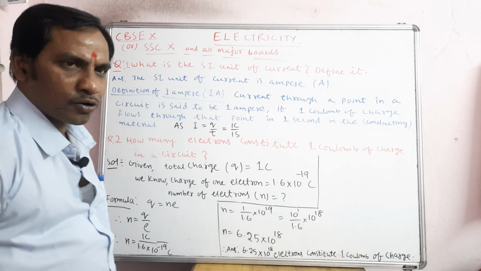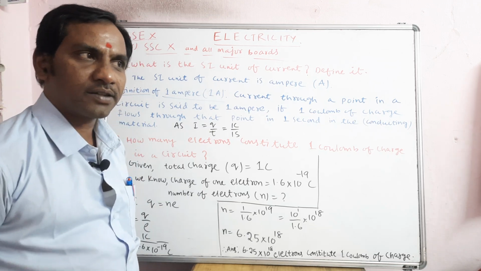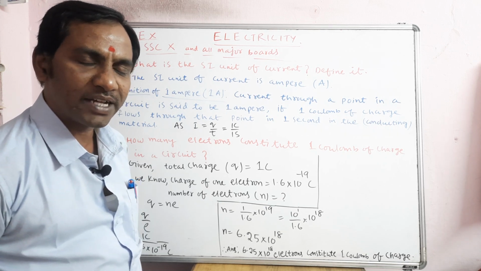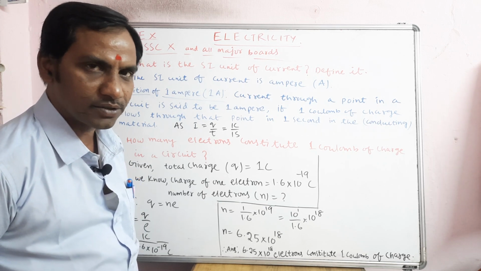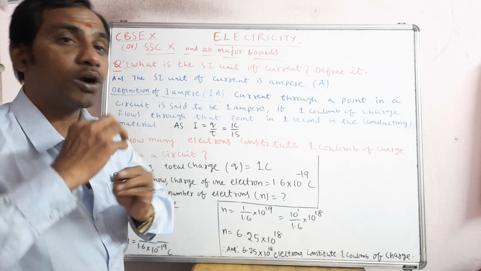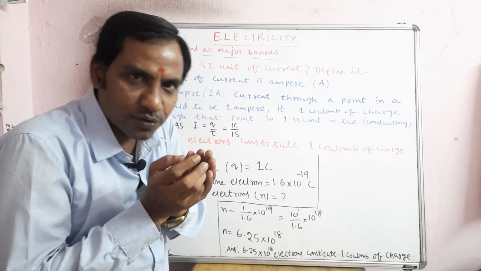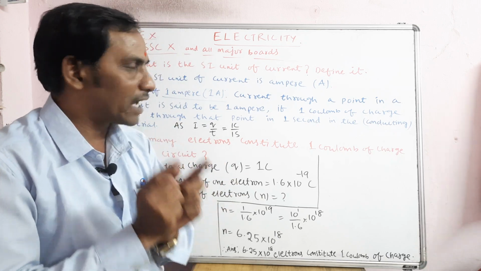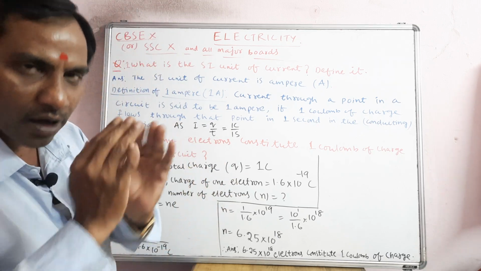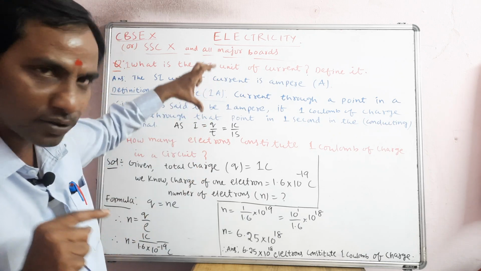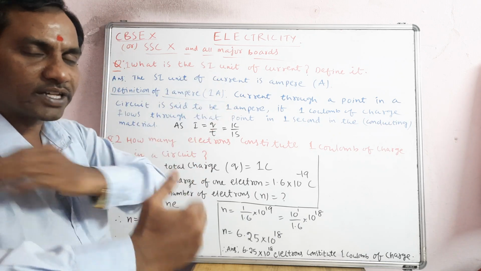See, you have learnt I is equal to Q by T, the formula for current, and the unit for current is ampere. But in the exam, in what way the question will be asked, and in what way you are supposed to write the answer. So after the explanation of the concept, I am saying about the question and answer. Then we will go to the next topic.